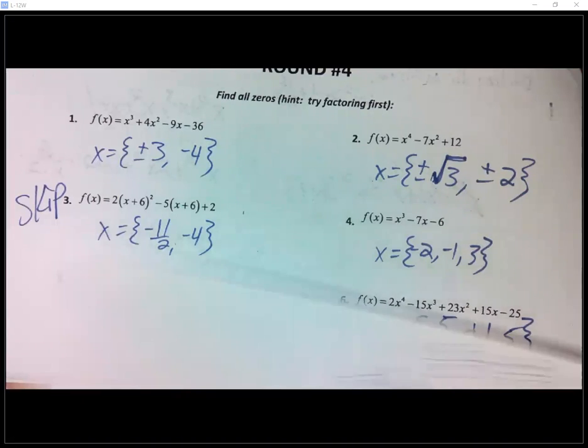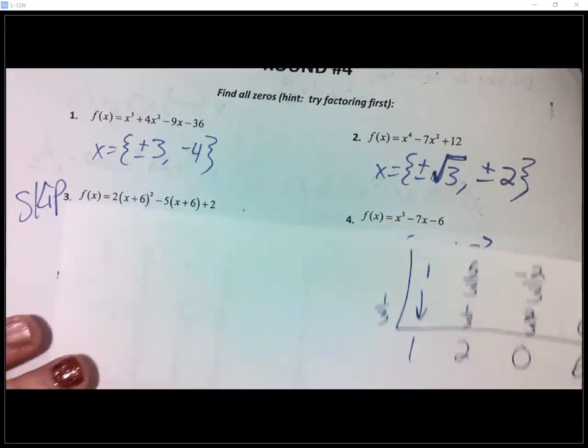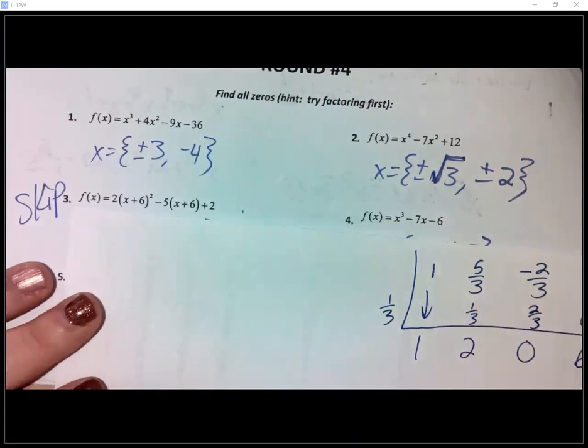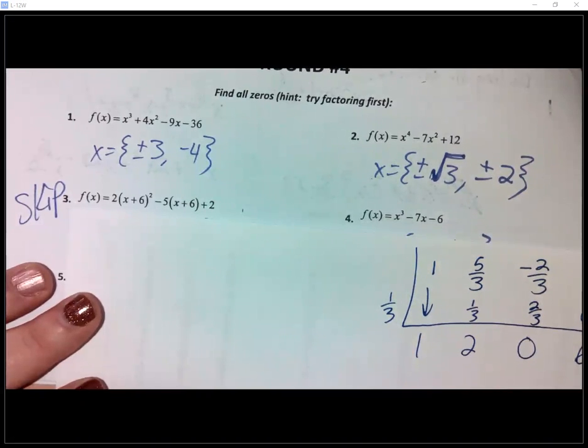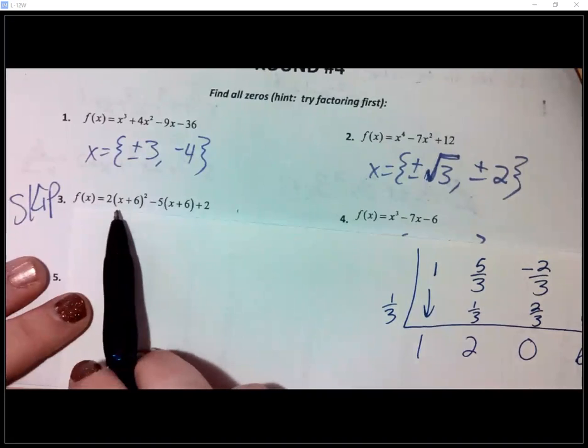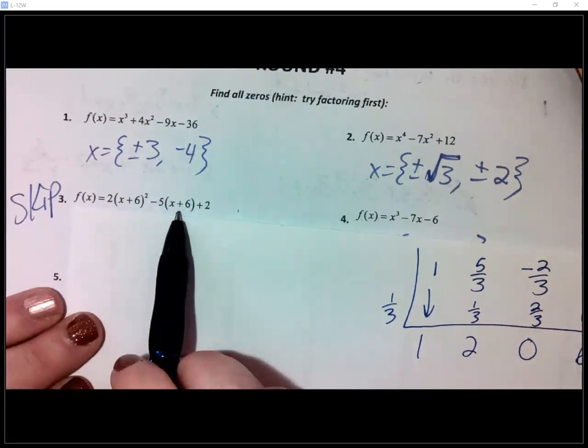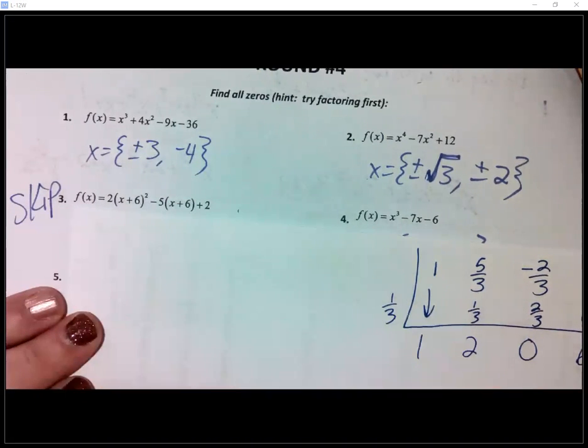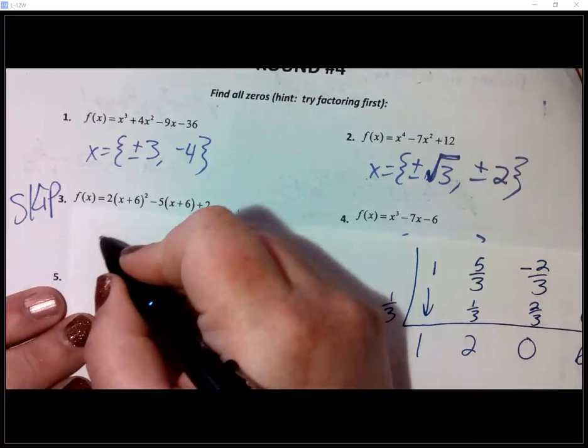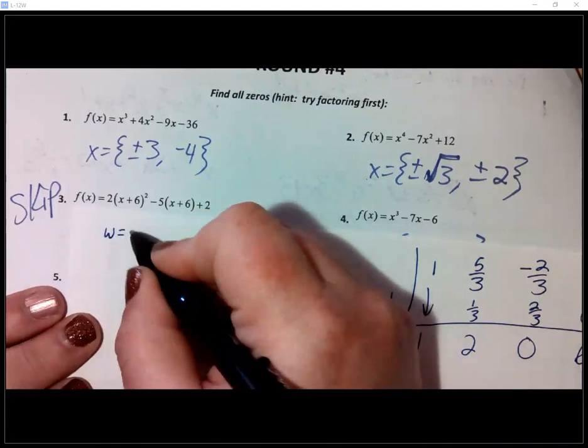So there is a way to factor things that look crazy like this by doing a little bit of a substitution. See how I have this x plus 6, and then I have x plus 6 again. What if I just for a second let's say I use w, and I pretended that w represented x plus 6.